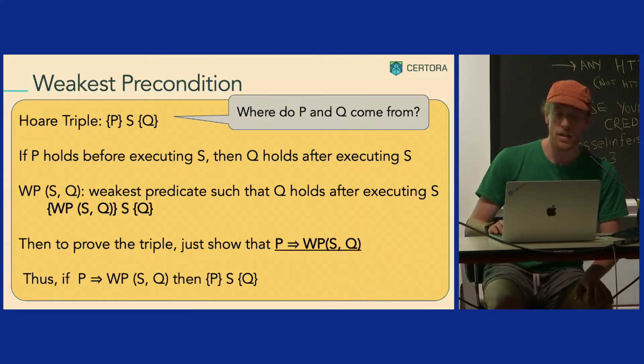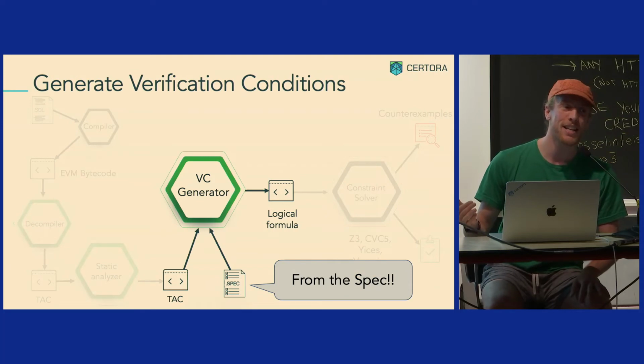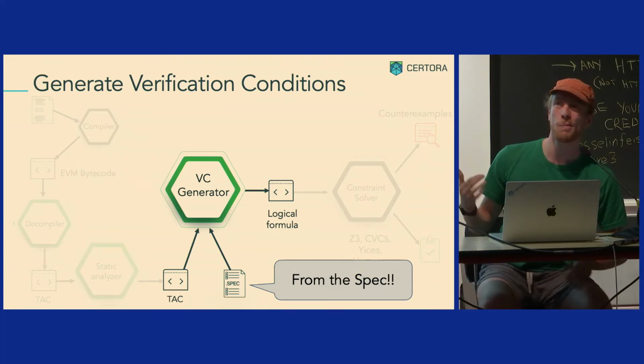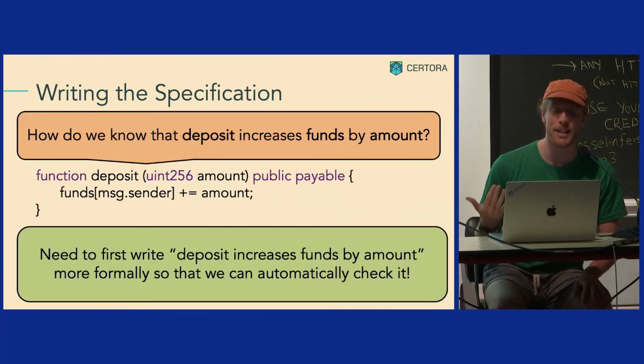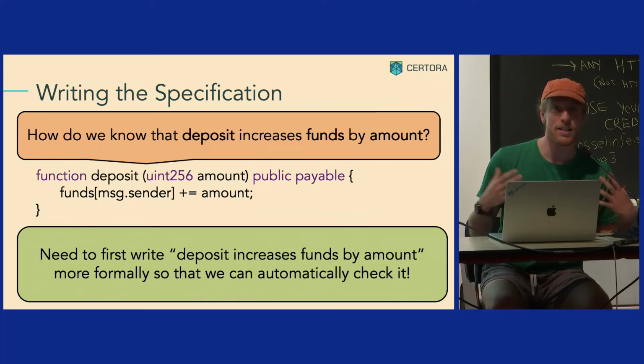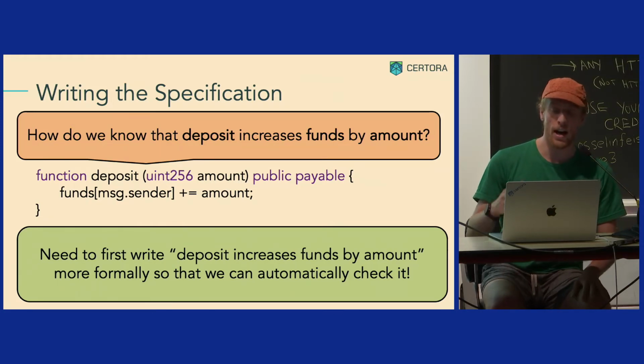So where do P and Q actually come from? I hinted at this earlier, but they come from the spec. So our rules are basically Hoare triples. Let's go back to our example. How do we know that the deposit function increases funds by amount? First we need to somehow write that down in our rule in a formal way.